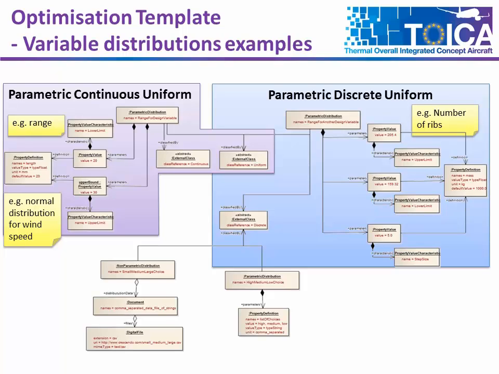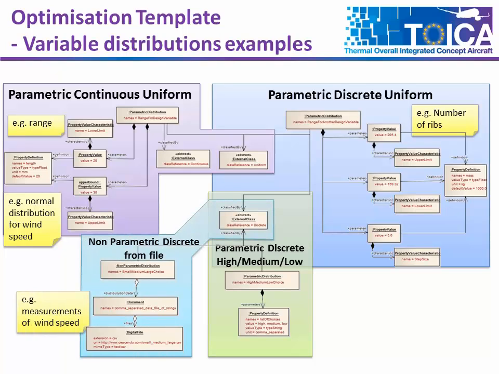For example, this could be a number of ribs, or it could be a simple range between limits with a step size. Then we can look at parametric discrete. This could be used for high, medium, low type distributions. And finally, there's a non-parametric discrete, which could be used from a file. For example, this could be actual measurements of wind speed.